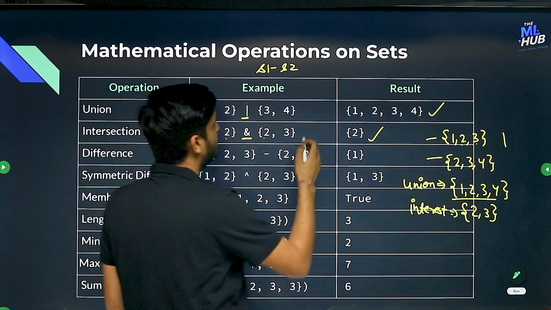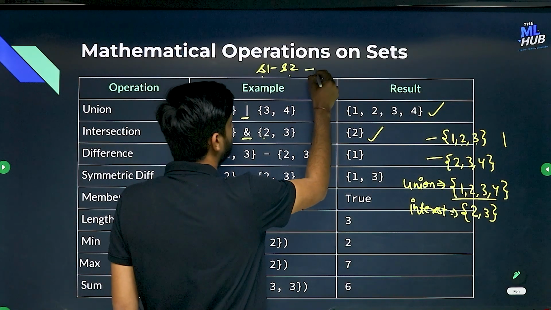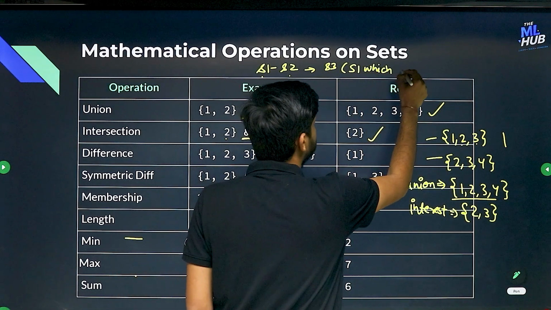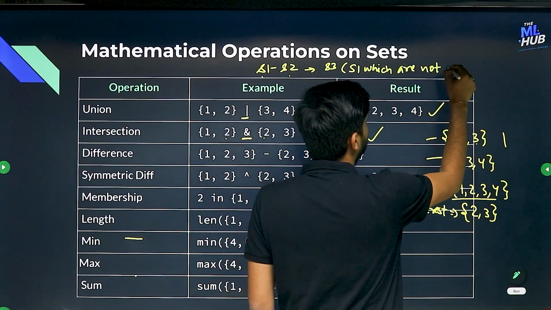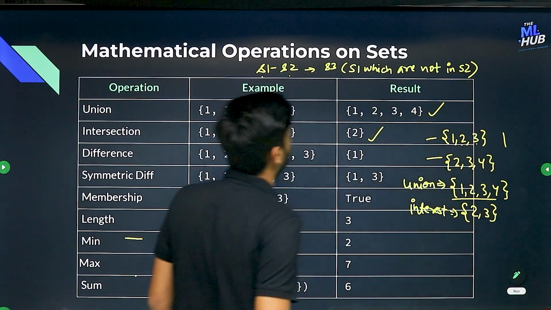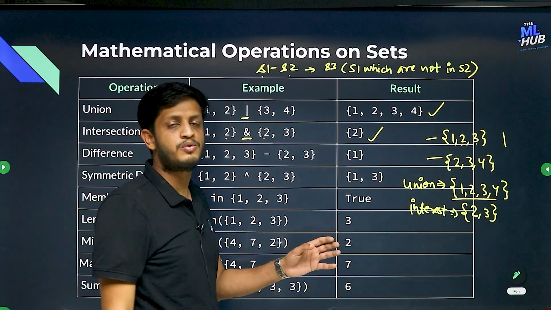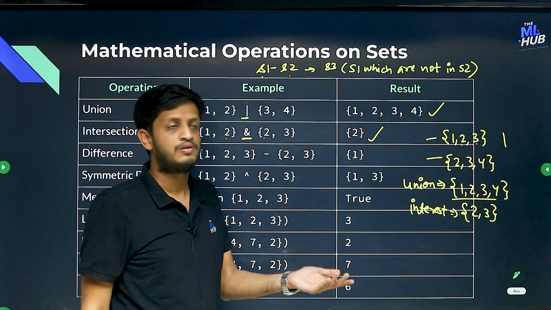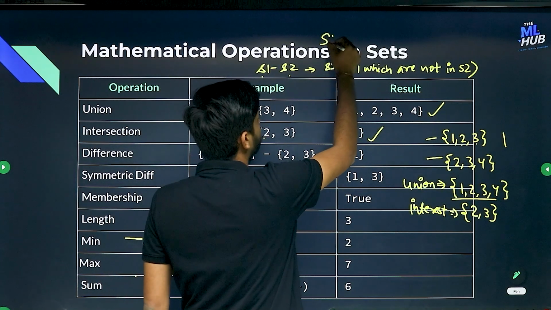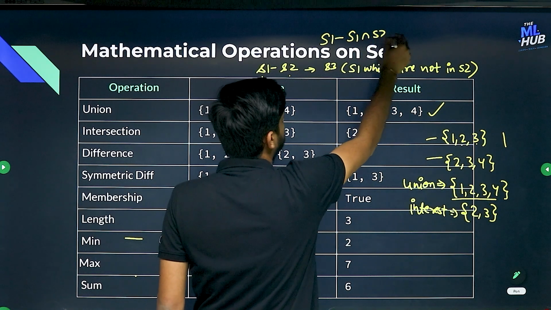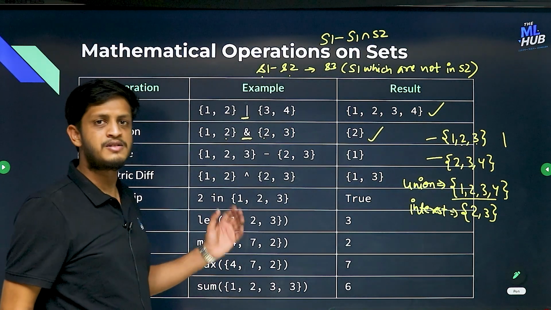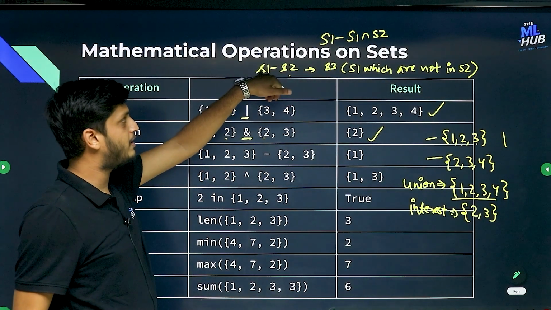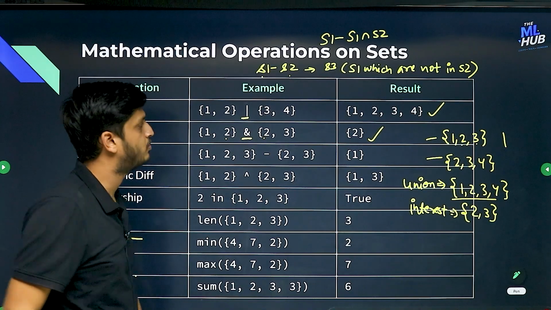So what is set difference? In mathematics, set S1 minus set S2 will create a set containing all the elements in S1 which are not in S2. This is how you calculate set difference. You can write it like this as well: it is nothing but S1 minus S1 intersection S2. This is standard set theory. If you know Venn diagrams, S1 minus S2 contains all the elements in S1 which are not in S2.